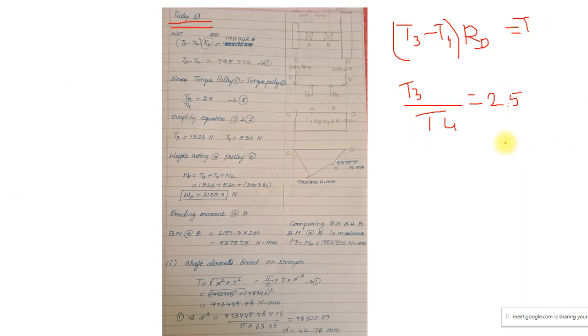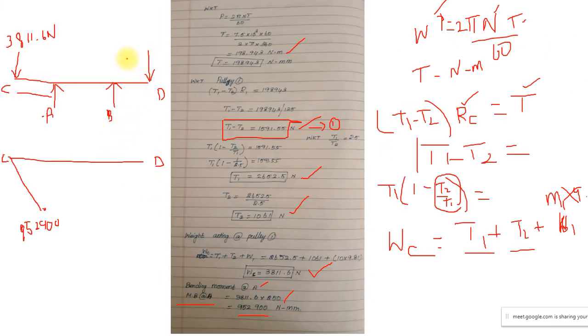Using both the relations, I know the radius of pulley D and I also know the torque value, having this as equation 1 and this as equation 2. See here, I have found the values of T3 and T4. After finding T3 and T4, I need to find the weight which is acting at D. I want to know what this value is particularly.